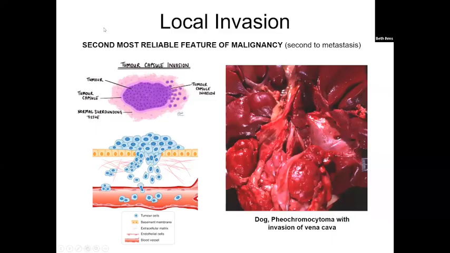Okay, so metastasis is the number one most reliable feature of malignancy. If it has metastasized, it is malignant. So that's the definition, right? The second most reliable indicator is local invasion. Is it crawling into other tissues? Let me explain this photo for you. This came out of the abdomen of a dog. The head is up here, tail is down here. This is the ventral surface of the liver, so the abdominal surface, diaphragm would be up here.